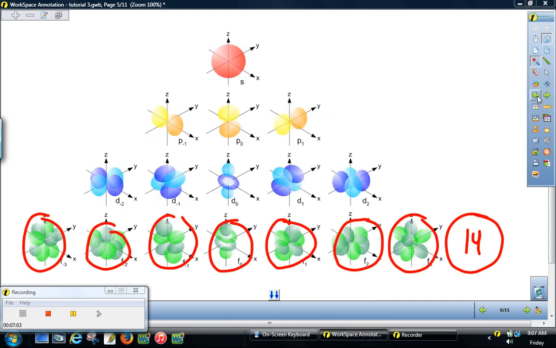Alright, so that is the end of tutorial number 1, just giving you an idea of what we are talking about when we talk about orbitals and S, P, D, and F. So we're just trying to find the addresses of where the electrons are going to be found.